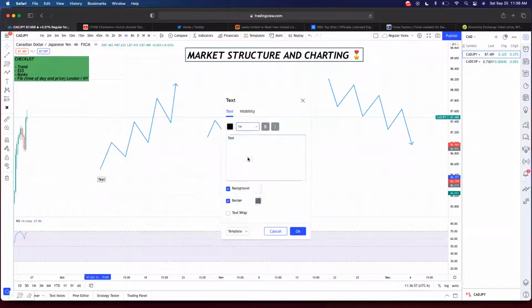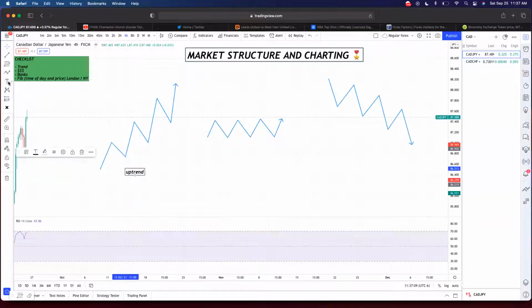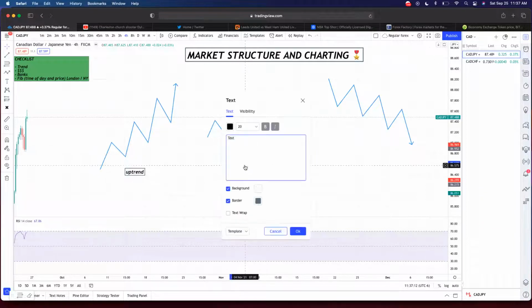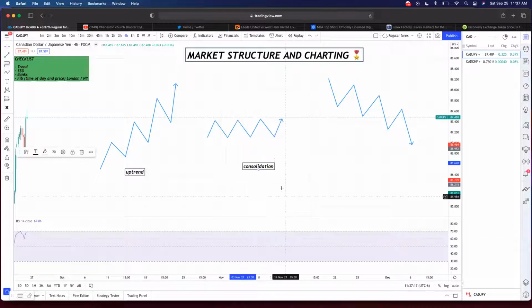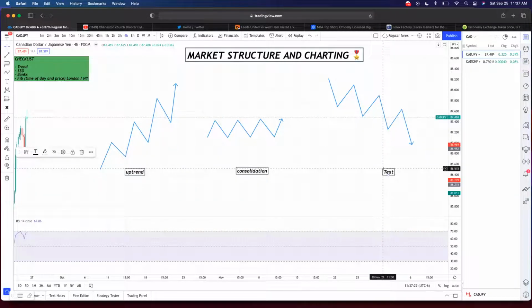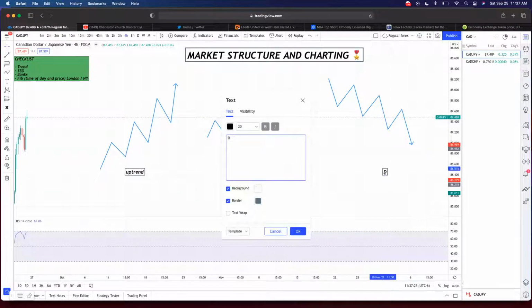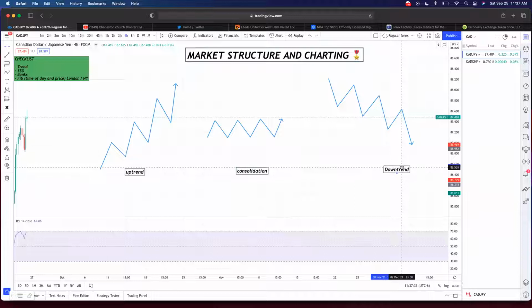I'll make this 20 maybe, just so you guys can see better. Okay, this is an uptrend. This is consolidation. And this is a downtrend right here. Right, this is a downtrend. So it's just like, I don't know how many of you did geometry in school or technical drawing or whatever, right?